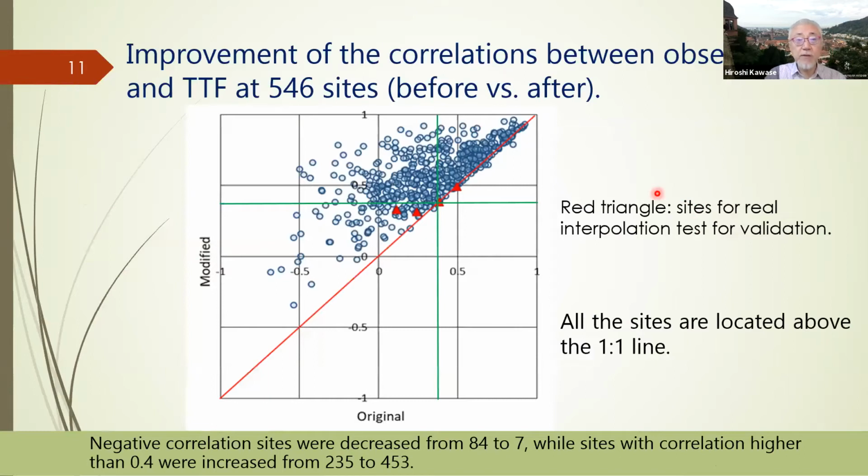So this is a comparison of correlations between the observed site amplification factor and the theoretical transfer functions at 546 sites, and all sites show improvement, and those sites with negative correlation show mostly high correlation without negative values.